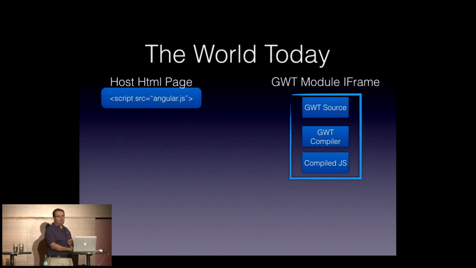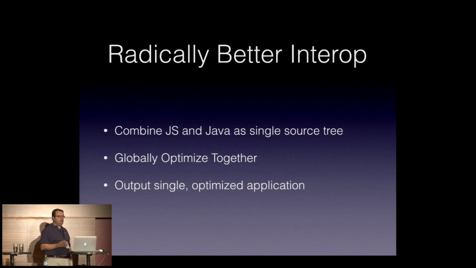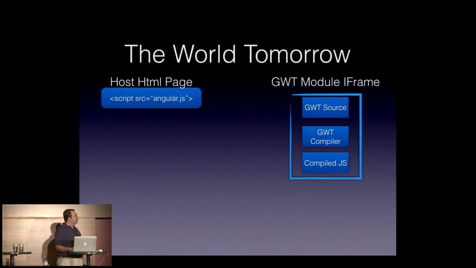This is how the world is today. So you'll have a host HTML page. Maybe you're using AngularJS, just as an example. And then you have a GWT application that's also living in the page, but it kind of sits in an iframe. And so one of the things we could do is we could feed the JavaScript to the GWT compiler as well as the Java code. And we could smush them all together and then run the optimizations on it as one whole, and then output a single optimized binary that includes only the stuff you need from a JavaScript library and only the stuff you're using in Java. And that would look something like this.